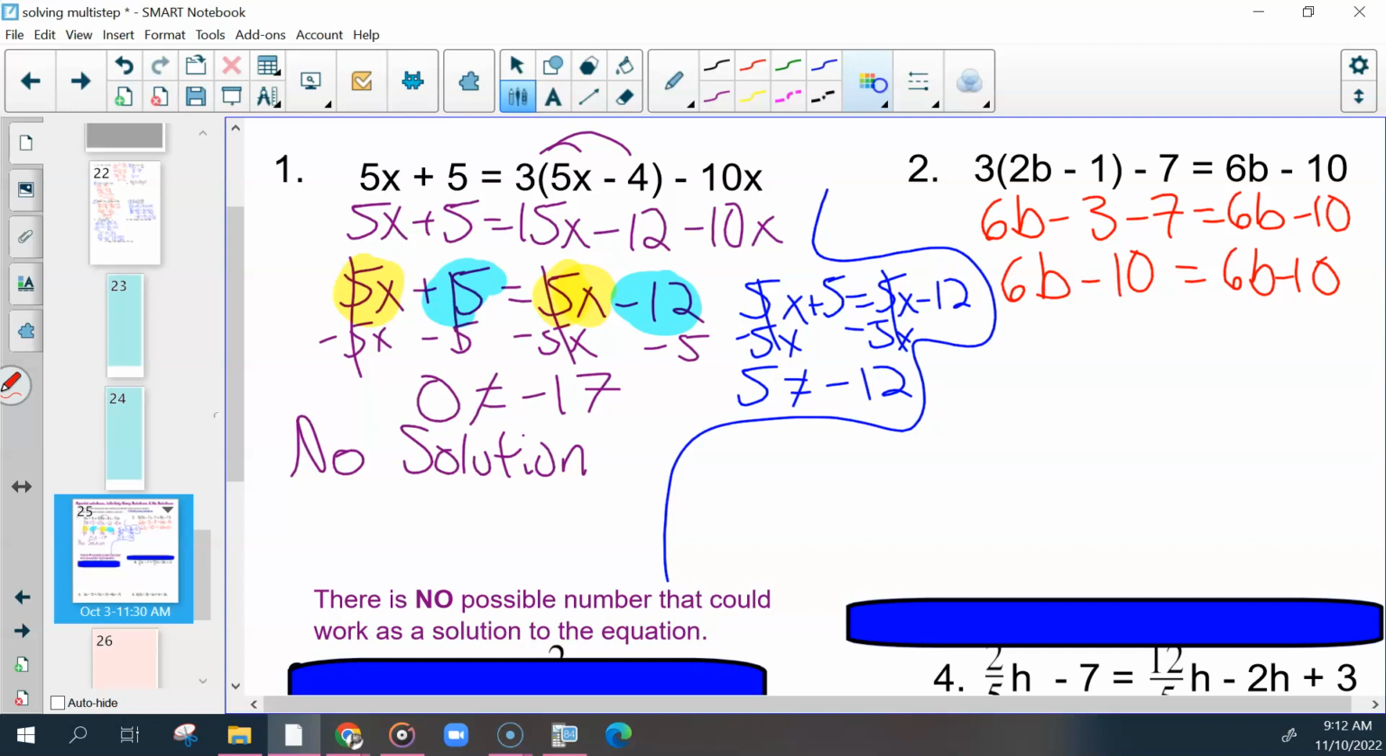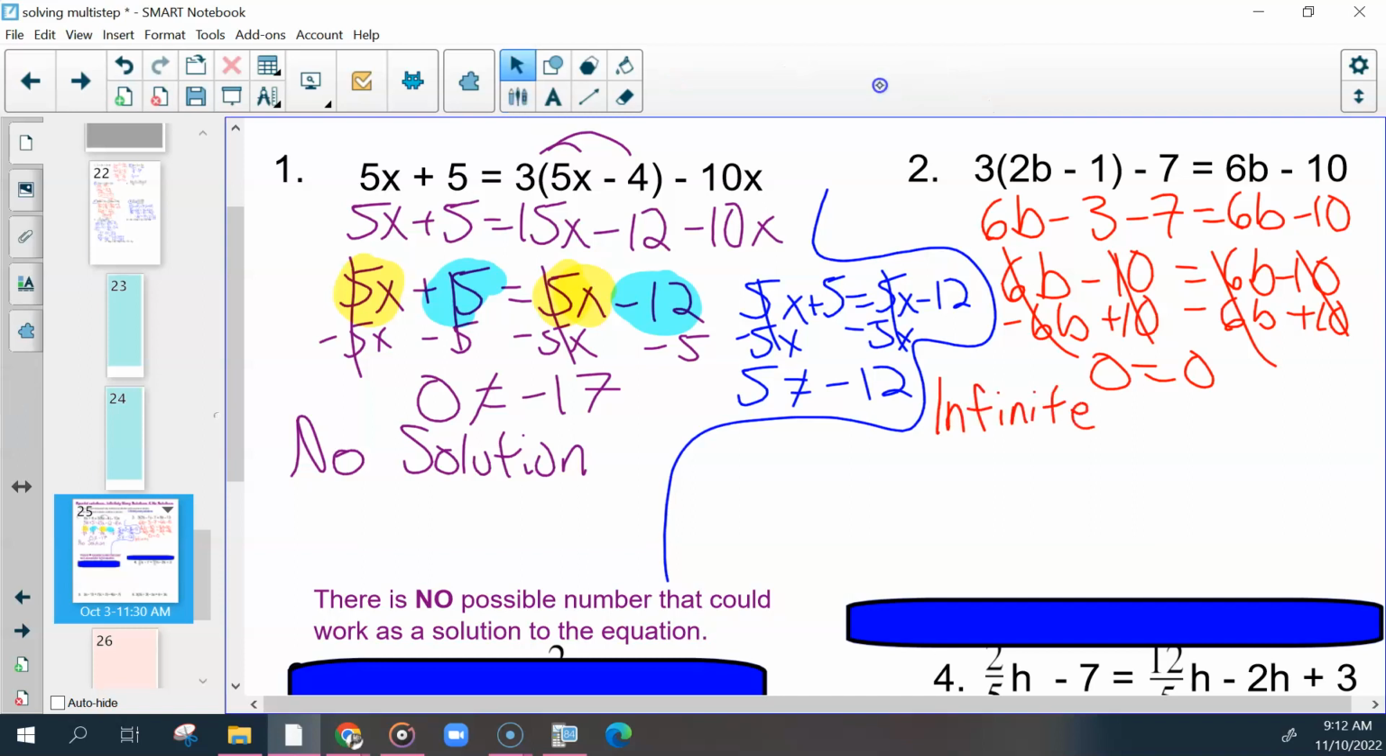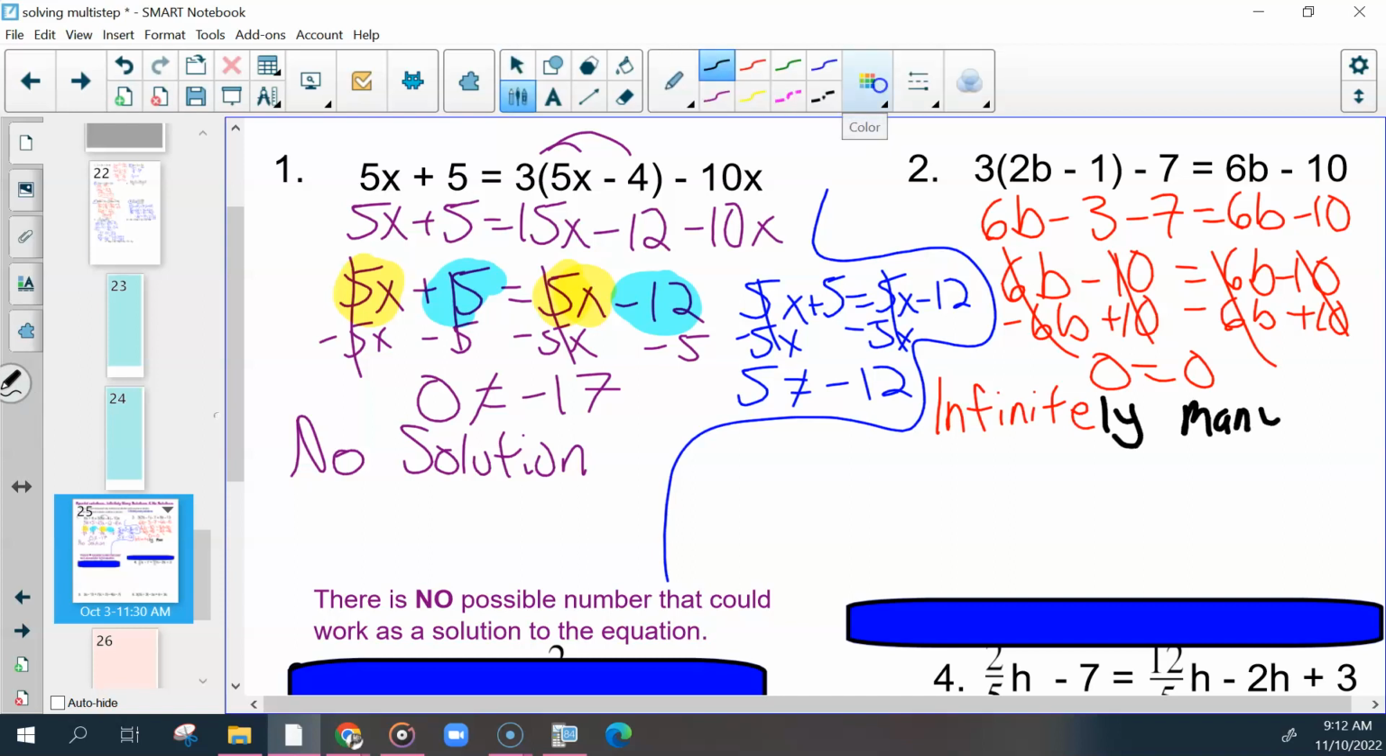Alright, so let's actually solve this. If we were doing both at the same time, we would subtract the 6 B's. We would add the 10s. Just like Jaden said, everything is going to cancel, leaving 0 equals 0. Is that a true statement? Yes. So when you get something like this, where the variables disappear and you get a true statement, this is called infinitely many solutions, or IMS for short.